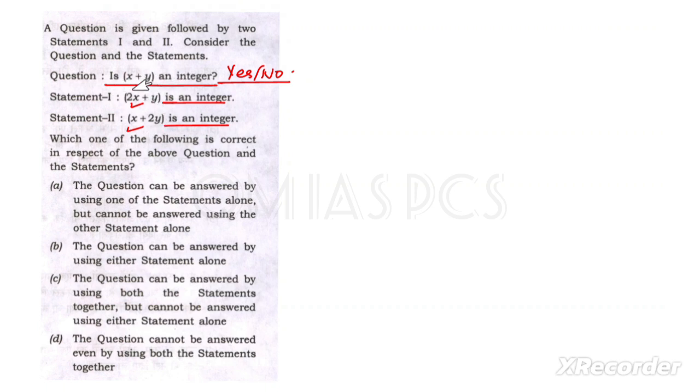Here is also x plus y, here is 2x plus y, here is x plus 2y. So if we substitute any value, there is a very good chance that you are getting it wrong. So please don't try any random value, unless you know this one.